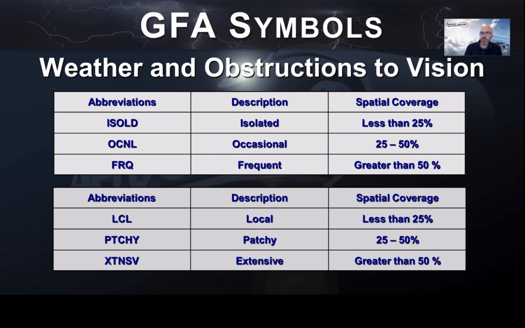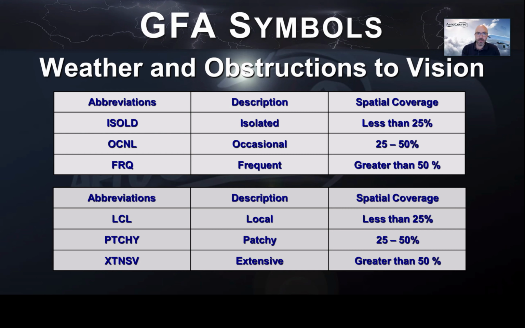Okay. Spatial coverages. Here's where it gets silly. GFAs are created and issued by Canada. So if you're looking at a GFA, what you're looking at is something that's done in Canadian format, which means all the spatial coverages, the words isolated, occasional, patchy, all that stuff have a percentage coverage. And you need to know what they are.